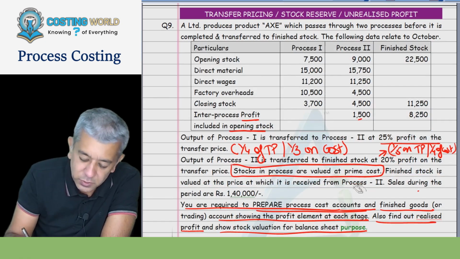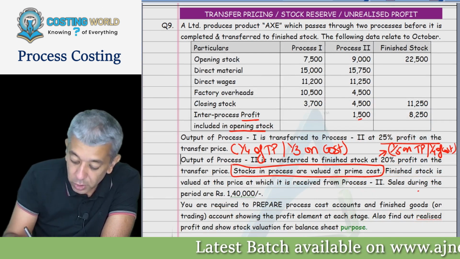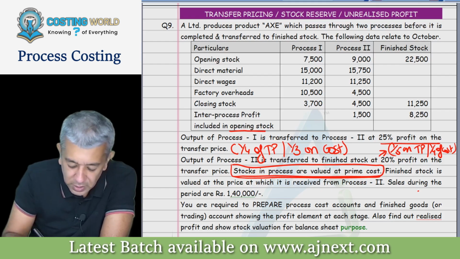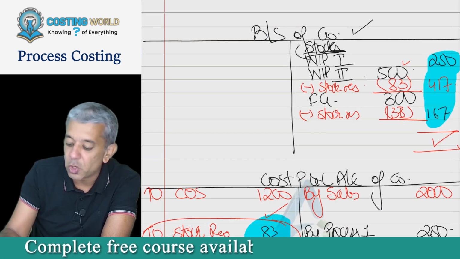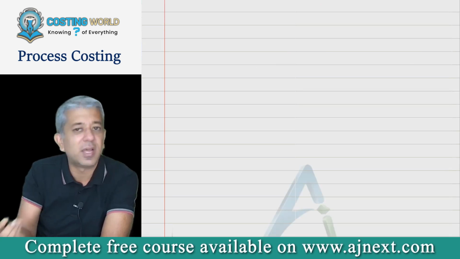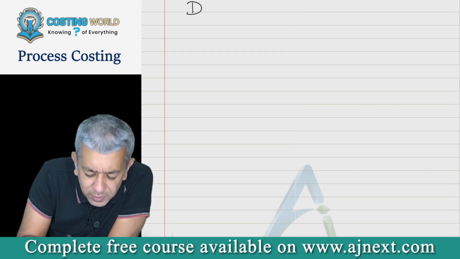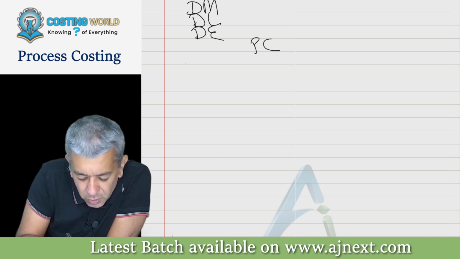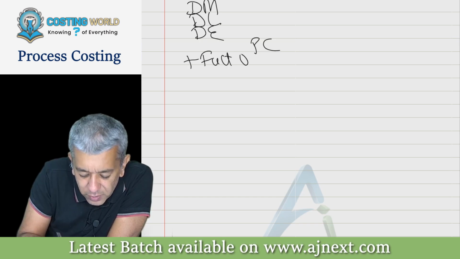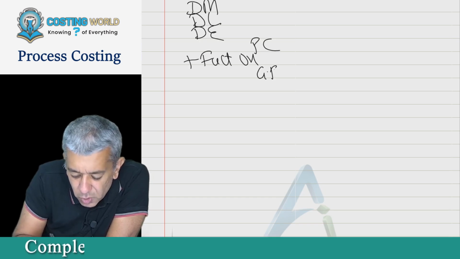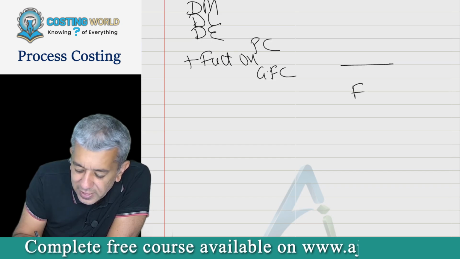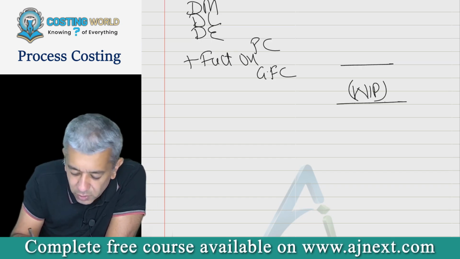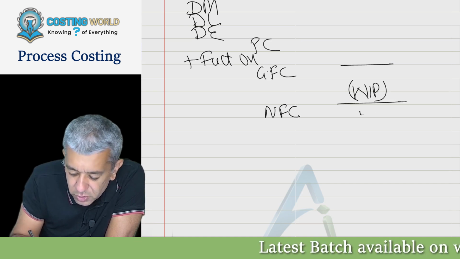Okay, so let's start. Now see, only that line is new for us. Stocks in process are valued at prime cost. Now, if I talk of the normal cost sheet that you all have done: direct material, direct labor, direct expenses, prime cost, add factory overheads, then comes gross factory cost. After that, your WIP stock will start to come over here, which gives you net factory cost.